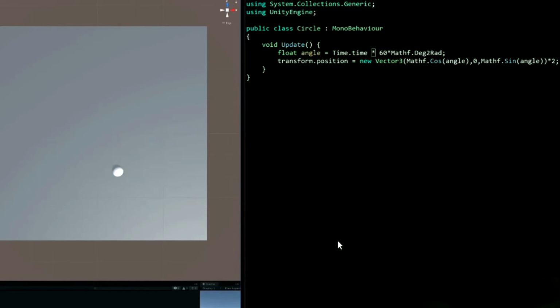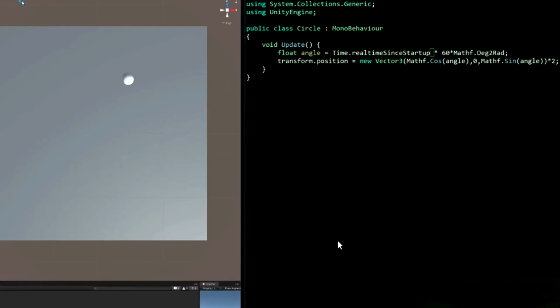Look. Now, if I hold it down for a long time, in theory, I think that if I leave it too long, there's a maximum amount, and that's because I think the time blocks, which is kind of interesting. How about we use real time since startup?